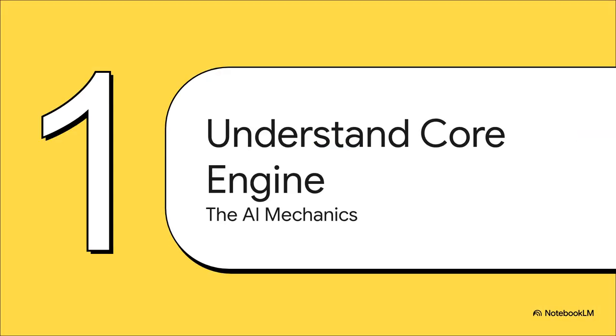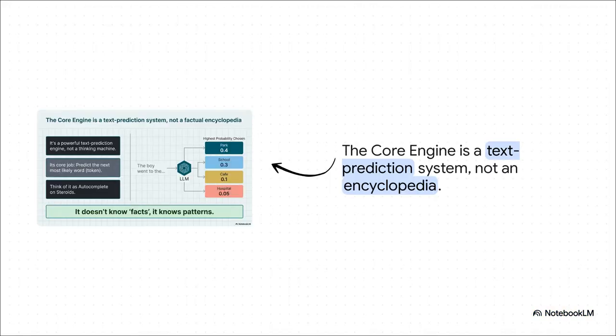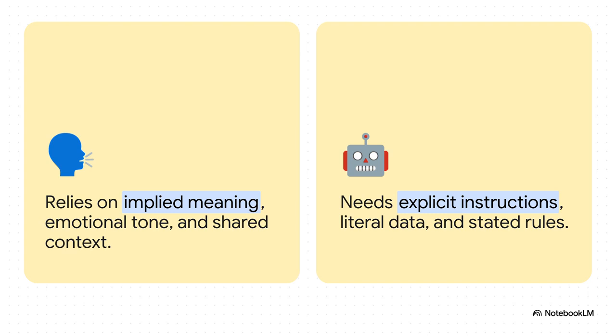All right, section 1, understand the core engine. Let's get right into it. We really need to strip away the magic and look at the actual mechanics of this thing. The core engine is fundamentally a text prediction system. It's not this factual encyclopedia that just magically knows everything. Instead, it's literally just predicting the next most likely word in a sequence based on a massive amount of training data. You can kind of think of it as autocomplete on steroids. Because it optimizes for patterns and fluency rather than absolute cold hard facts, you absolutely have to guide it with precision.